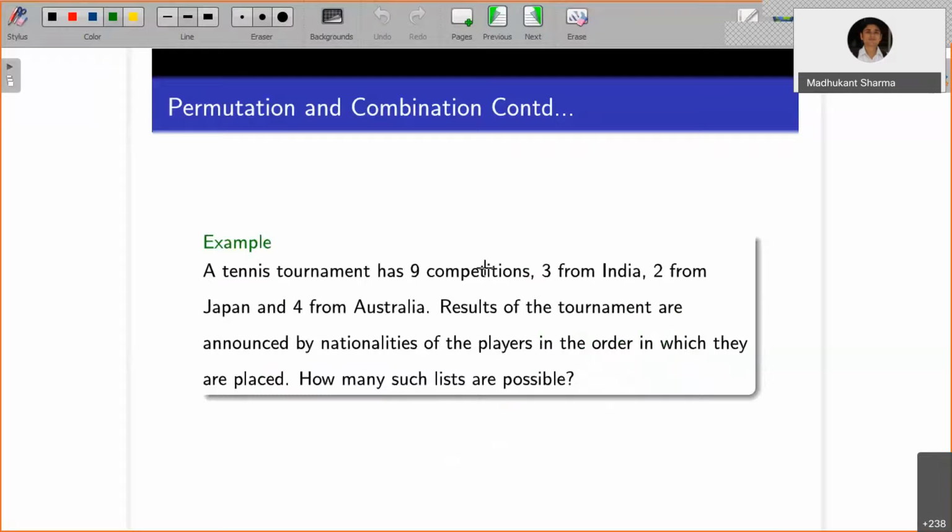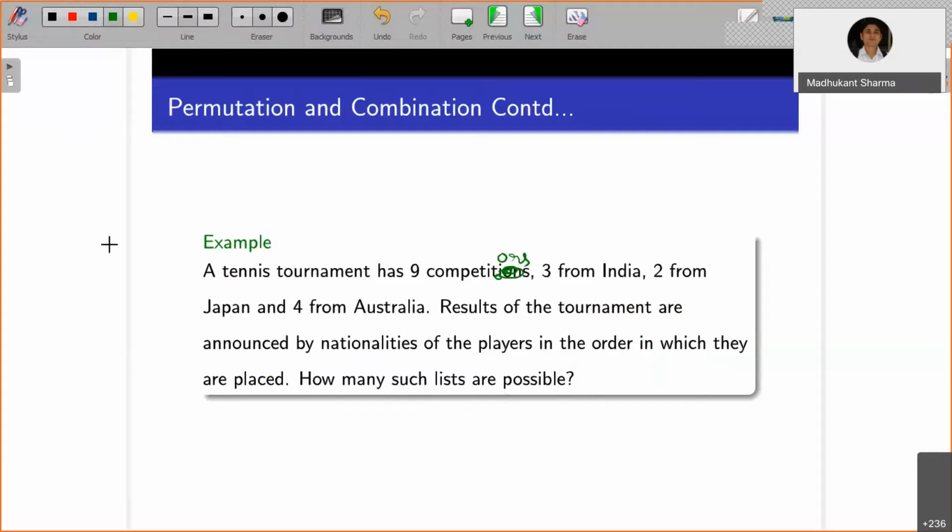A tournament has 9 competitors: 3 from India, 2 from Japan, and 4 from Australia. Now, results of the tournament are announced by nationalities of the players in the order in which they are placed. It doesn't matter whether you are Madan Mohan or Ching Chong Chu or Smith. It doesn't matter what name you have; what matters here is nationality. How many such lists are possible?